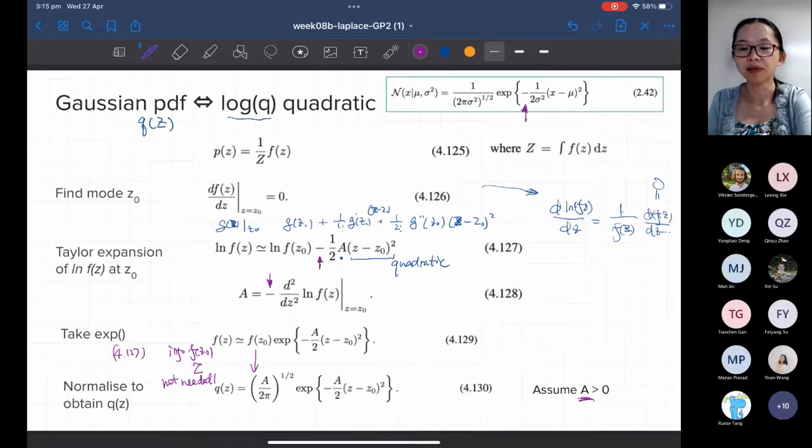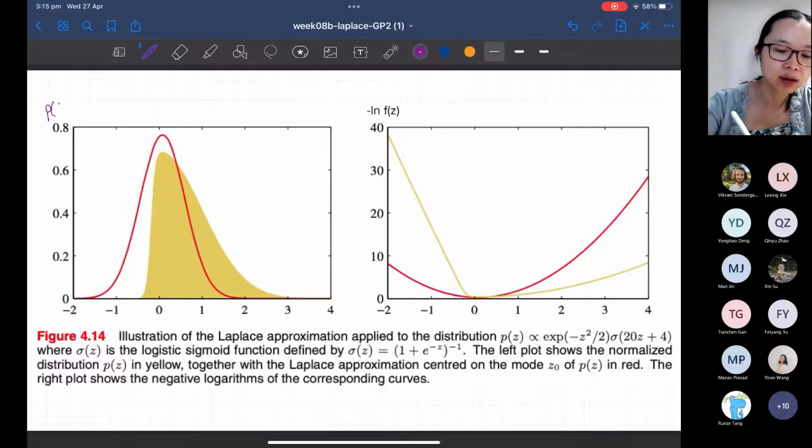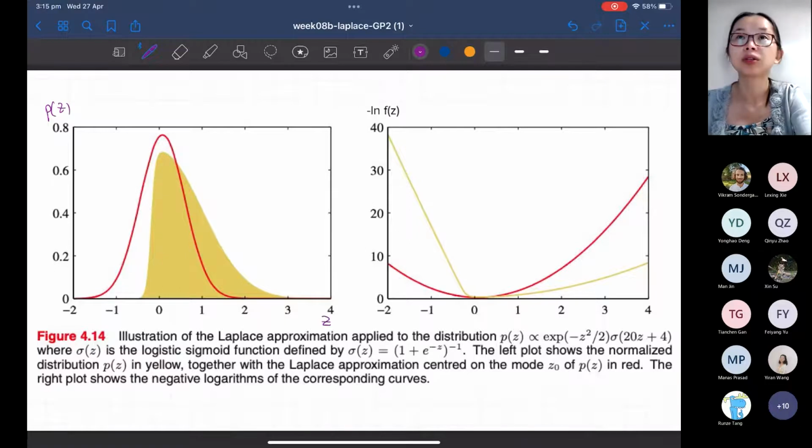It seems easy enough, and there's another picture that reminds us of what's happening. The first picture is P of Z, and the second picture is minus log of F of Z against Z. So what we're doing is we take the original lopsided distribution, match the mode, and then use the negative second order derivative to decide the variance of the resulting Gaussian, which is this particular line, which is quadratic in the log space. And when converted to the original space, it becomes Gaussian. Right, simple enough.